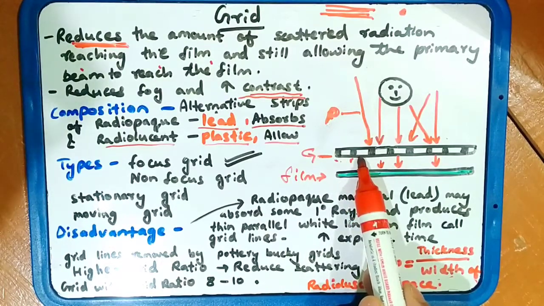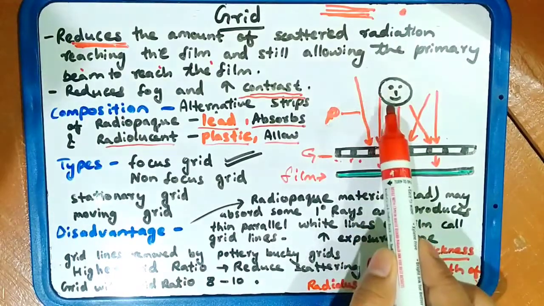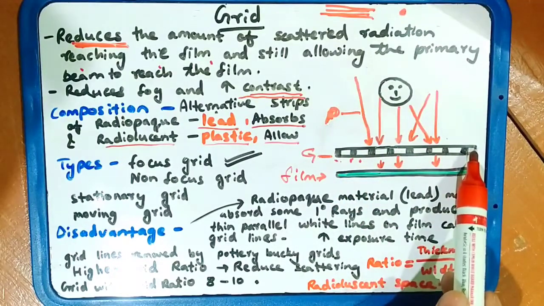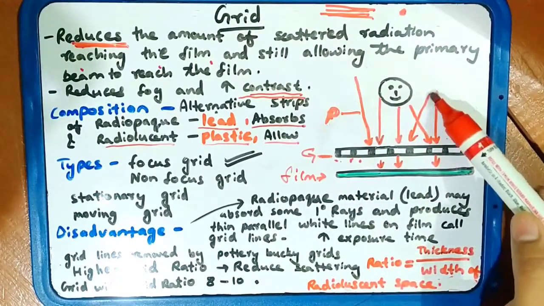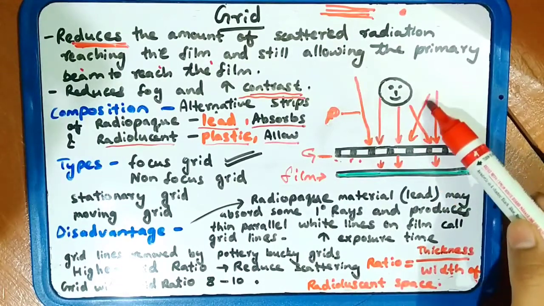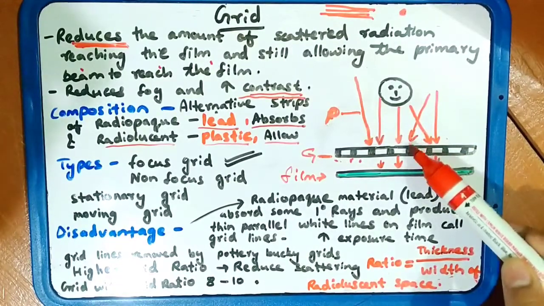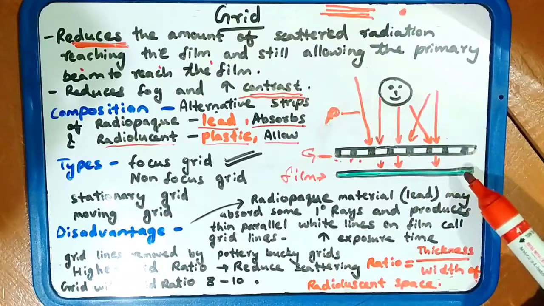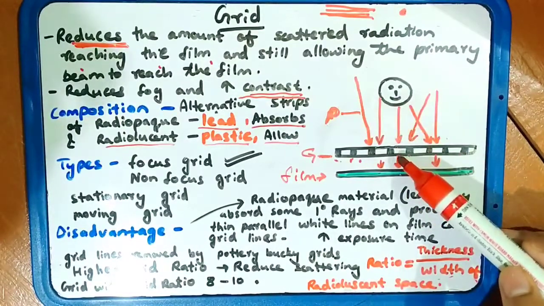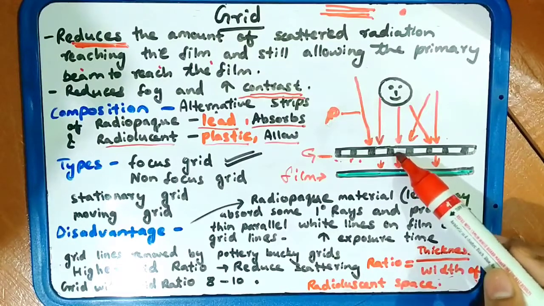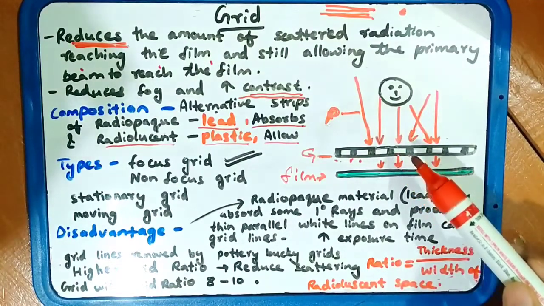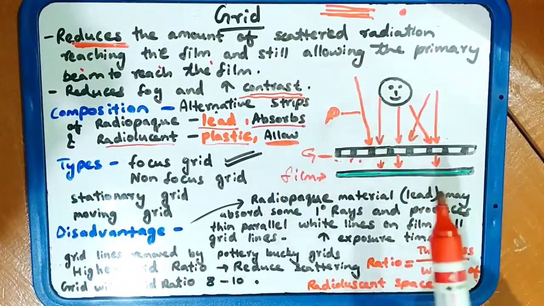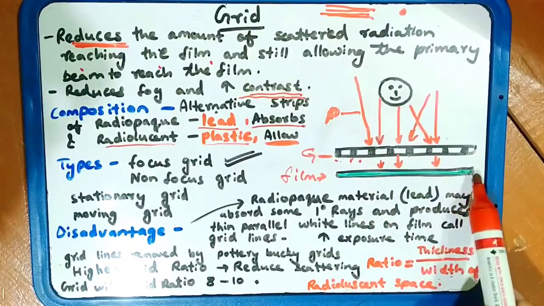If the radiation is crossing from the patient to where we are going to place the grid, the grid will absorb the scattering radiation. You can see this ray is somewhat slanted and it is not passing through the black part, that is lead, and it is not reaching the film. The straight rays which are coming are passing through the white part, that is the radiolucent plastic part, which allows the primary rays to reach the film to make an image. Okay, did you get that?